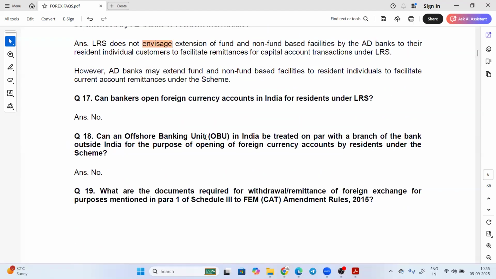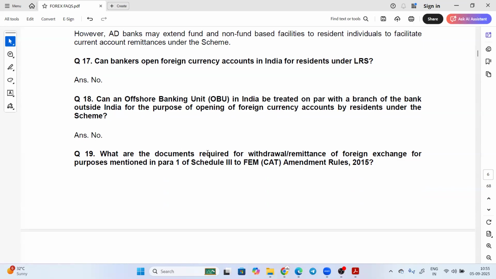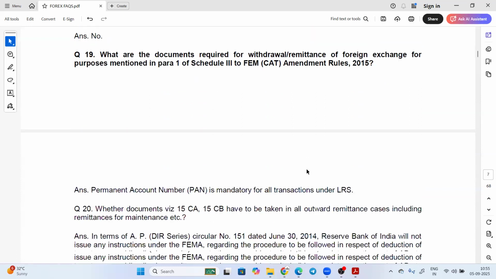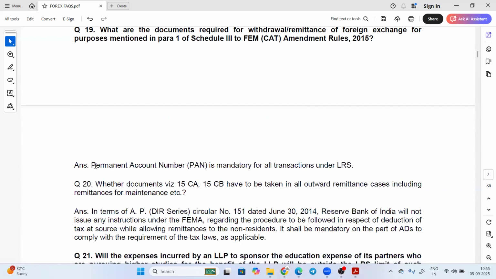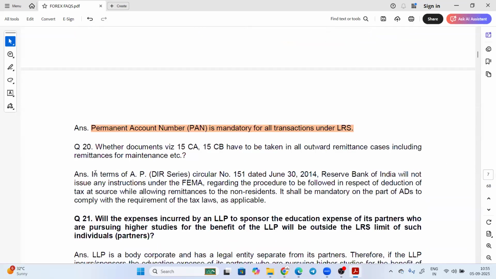So next is, can an offshore bank unit in India be treated on par with a branch of the bank outside India for the purpose of opening of foreign currency account by resident under LRS? That will be no. And what are the documents required for withdrawal or remittance of foreign exchange for purposes mentioned in para 1 schedule 3 of FEMA Current Account Transactions Amendment Rules 2015? So what is required? PAN number is mandatory for all transactions under LRS.